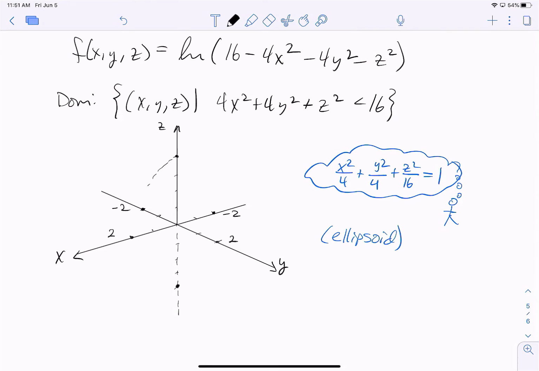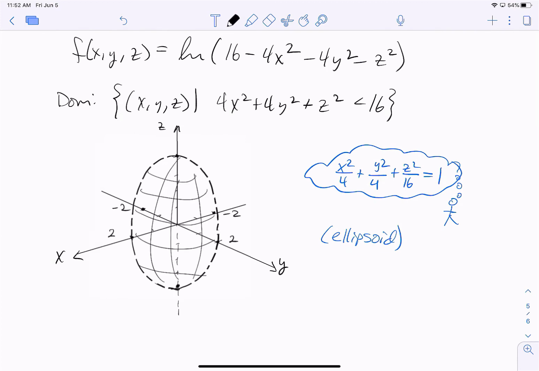And so I'll do the best I can to draw an ellipsoid. Boy, that didn't work. Not including the boundary because of the inequality. Now I'm going to put some contour lines here on the ellipsoid. And the domain is the set of points that is interior to the ellipsoid.